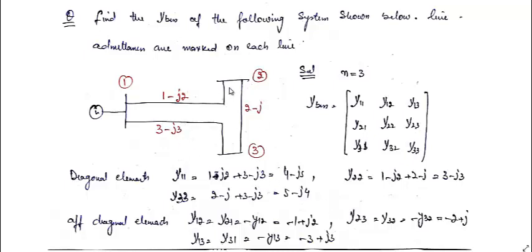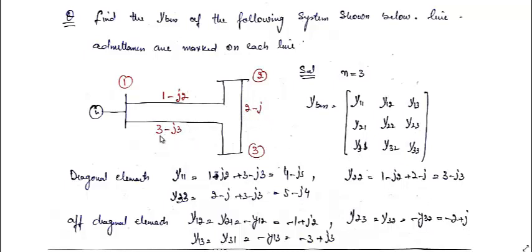Y22 is the total admittance connected to bus 2, that is this plus this, that is 3 minus j3. Similarly, Y33 is equal to addition of these two, that is 5 minus j4. Is it so? Yes, it is 5 minus j4. Similarly, Y12, that is the transfer admittance or mutual admittance between 1 and 2, that is the negative of this, that is minus 1 plus j2, which will be similar to Y21. So Y23, which is equal to Y32, is equal to minus times of this, that is minus 2 plus j.